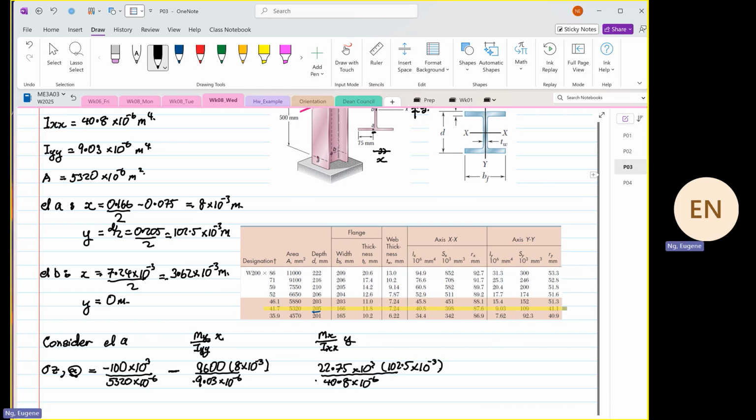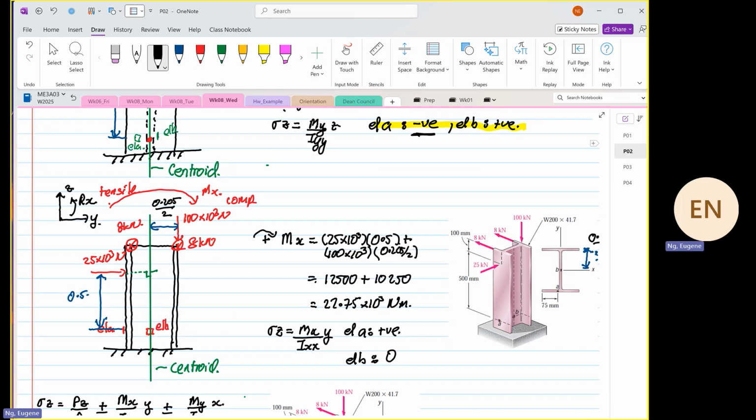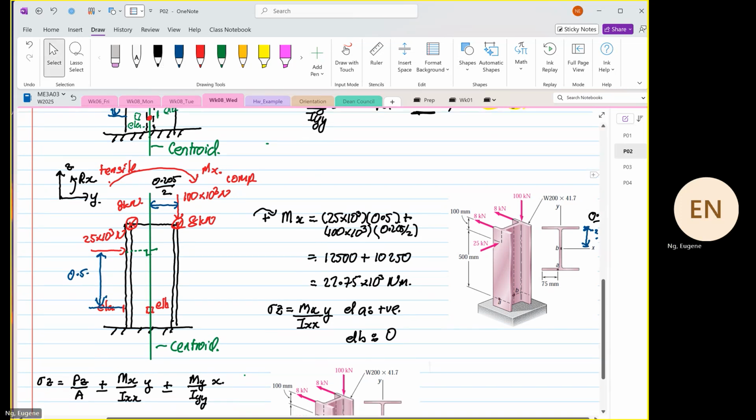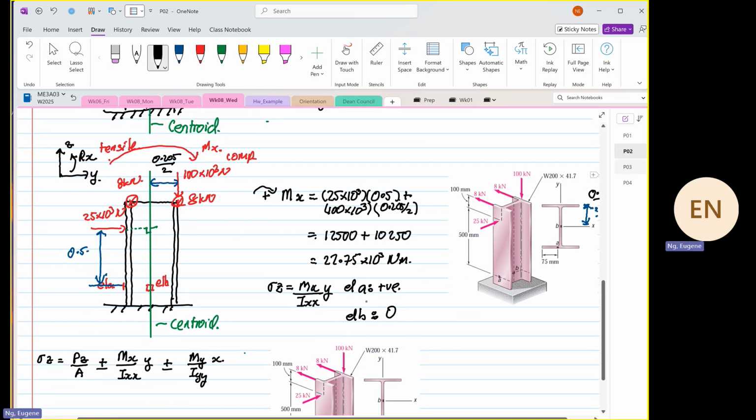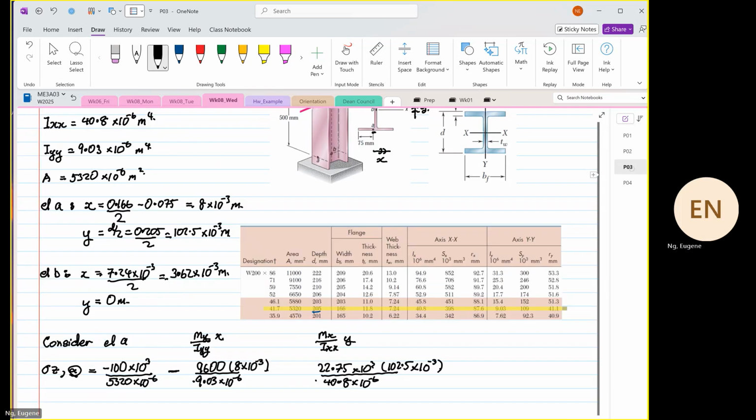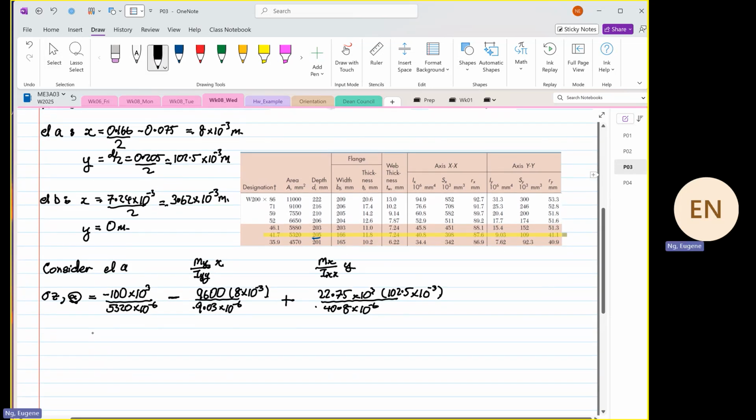Then you look at Mx, whether it is positive or negative. Mx, right? At element A, element A is positive. So you put down here positive. Finally, you calculate everything.